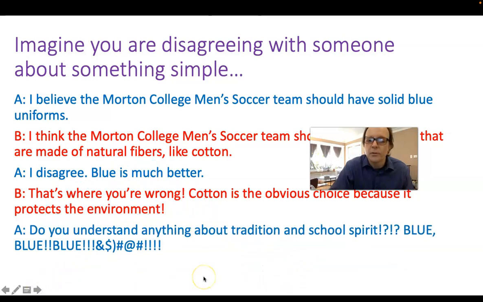Do you understand anything about tradition and school spirit? Blue. I'm not going to scream right now. It's early Sunday morning. But anyway, all this bad, so I get very upset at the end. Now, again, this is just to try to illustrate a point: if we're not arguing about the same thing, it's very easy to get heated, to get upset.